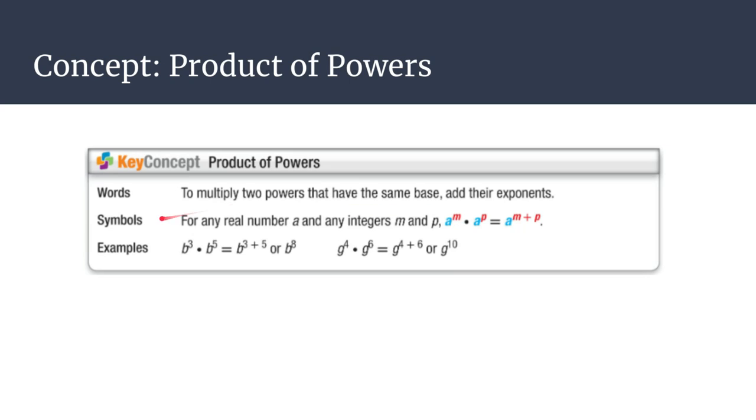So just a few examples. B to the third times b to the fifth. I'm going to add my exponents together, and I'm going to get b to the eighth. G to the fourth times g to the sixth. I'm going to add my exponents together, and I'm going to get g to the 10th. Take a second, guys, pause the video, please, and write this down in your notes.